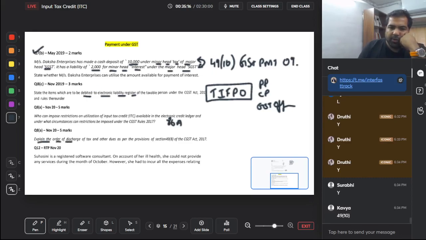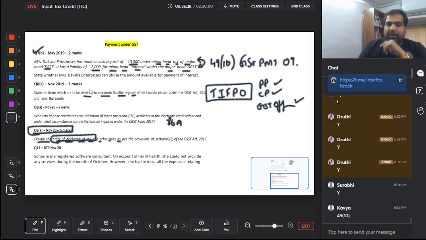Explain the order of discharge of tax and other dues. Guys, how do you discharge the tax and other dues? First prior period, then current period, and then by the GST officer. This was surprising for 5 marks. Very, very simple, surprisingly for 5 marks. But TIFPO of the prior period, TIFPO of the current period, TIFPO determined by the GST officer.